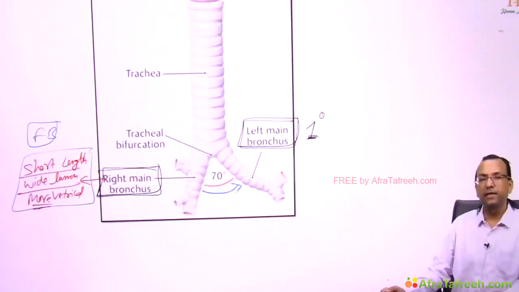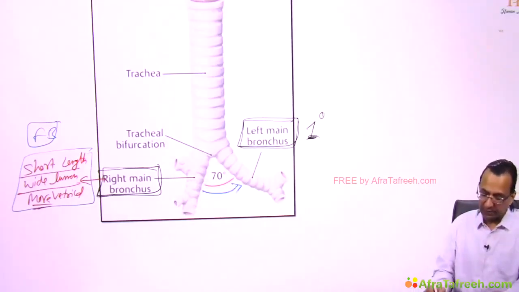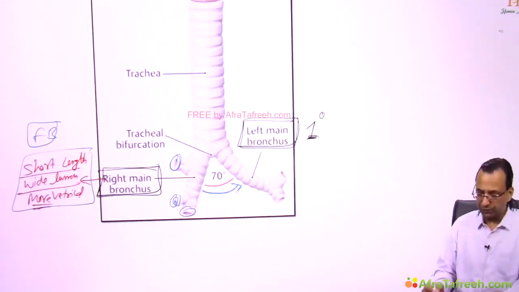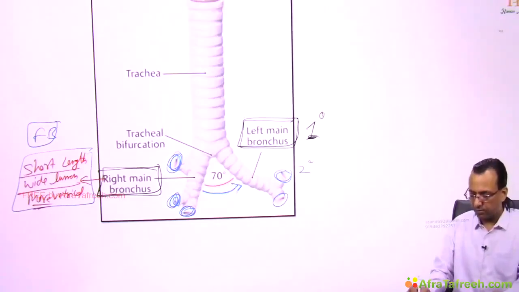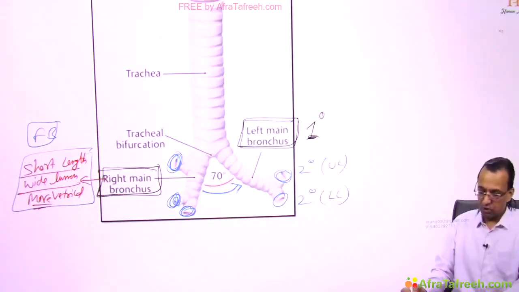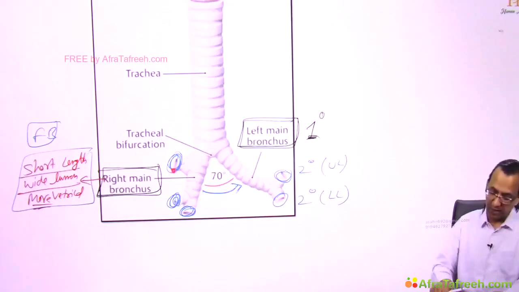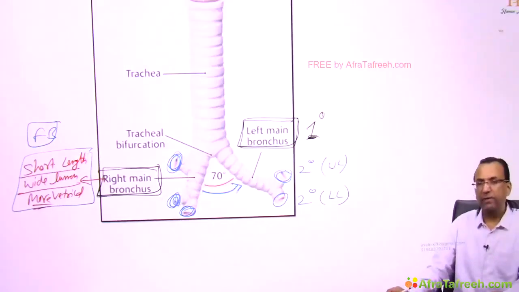Then you will see that the right principal bronchus is divided into 3. These are the lobar bronchi: upper lobe, middle lobe and lower lobe. Whereas the left lung has only upper and lower lobe. You mean to say second degree division? Yes, that is the lobar bronchus, upper lobe and lower lobe, whereas on the right lung you have upper lobe, middle lobe and lower lobe. Second degree bronchus, secondary bronchus.